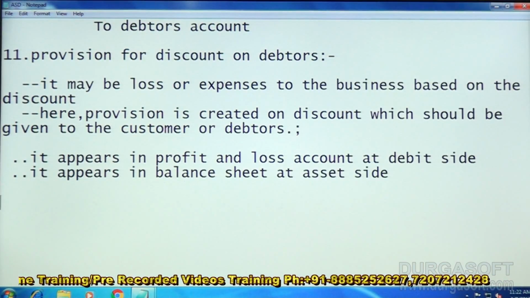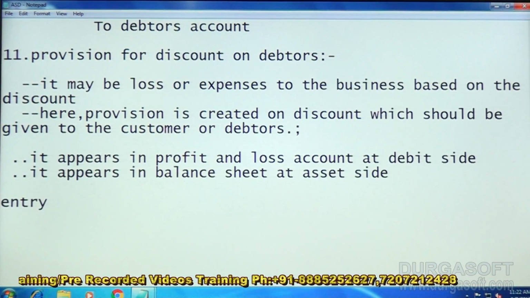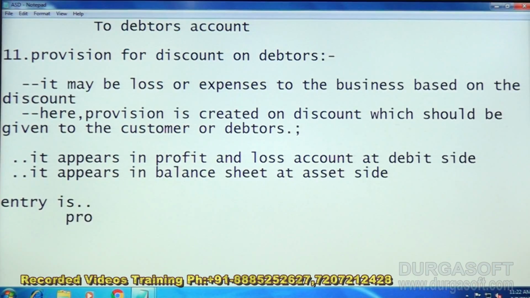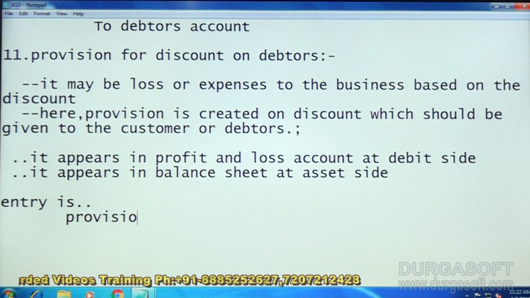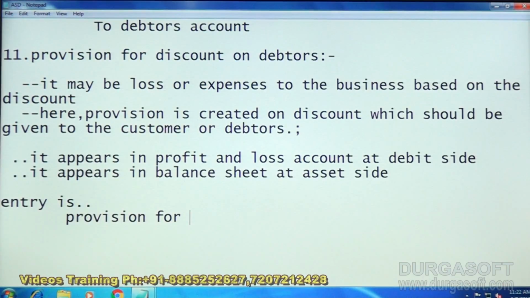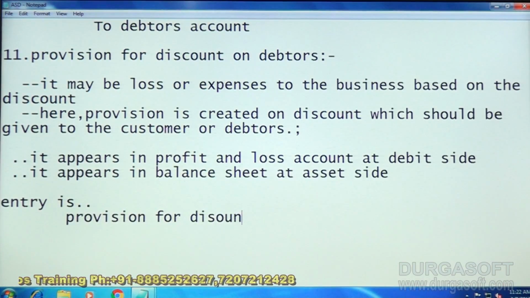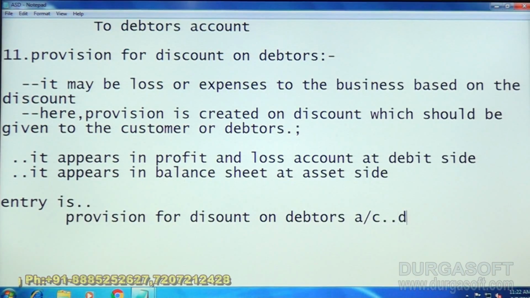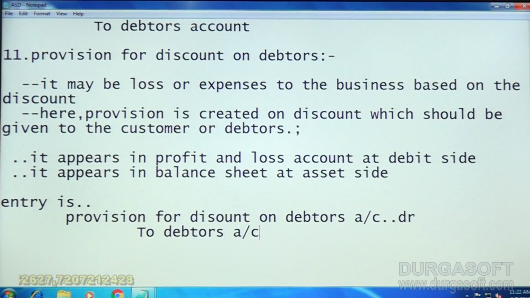The entry we can see is the same: provision for discount on debtors account debit, to debtors account. Okay, so in this way we need to write the entry. The calculation is the same as for provision for bad debts, the same for this also.